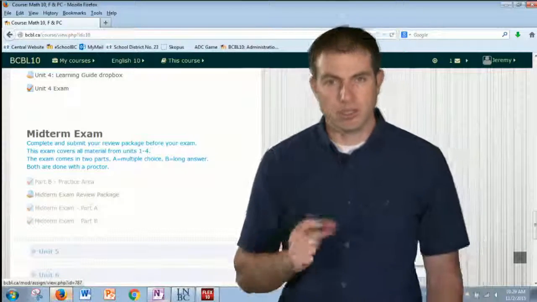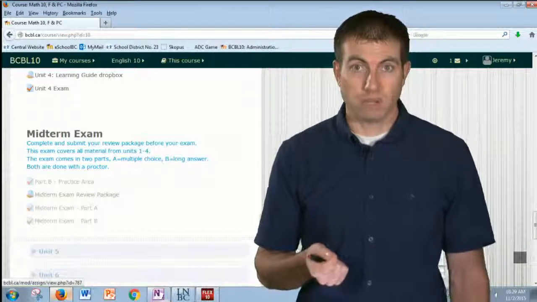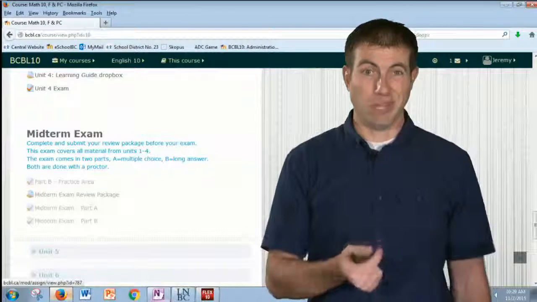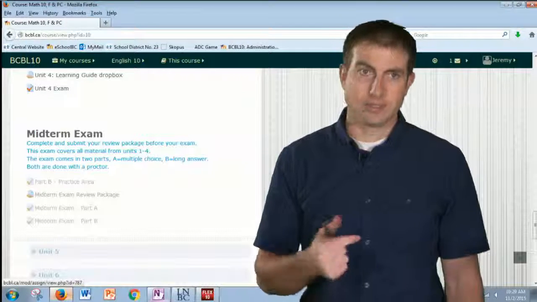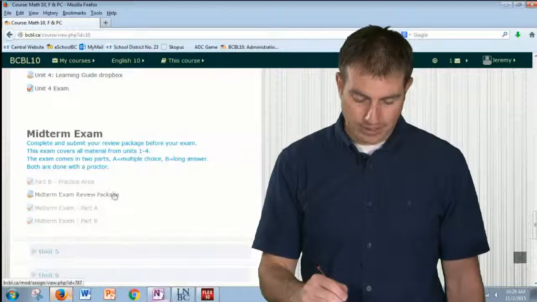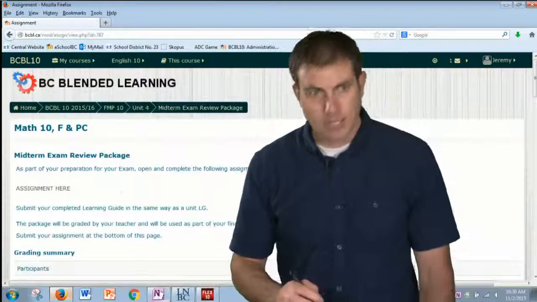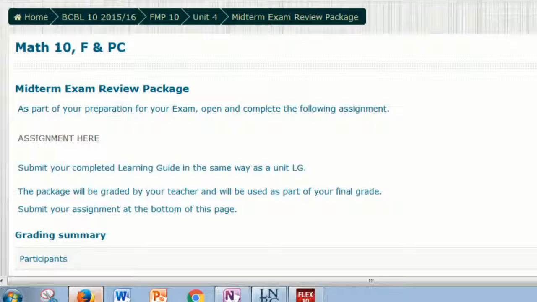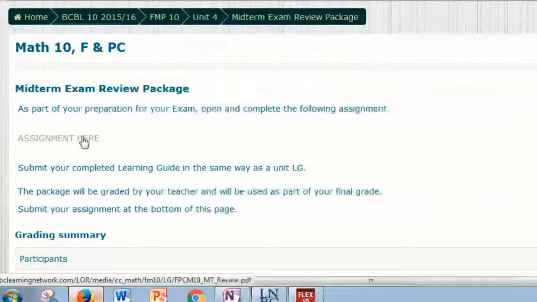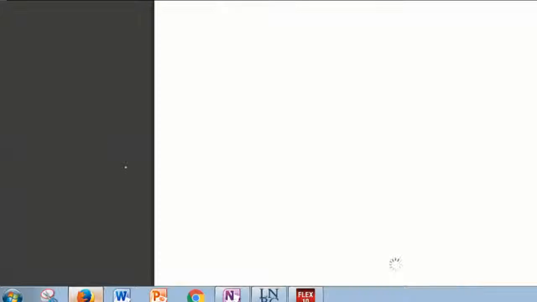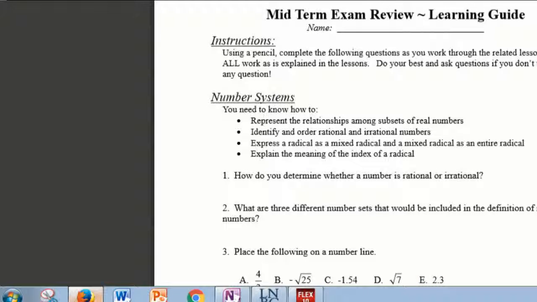Now the tricky bit here is that we're kind of plugging away at Unit 4 and we're doing this learning guide review stuff at the same time. So it's a bit hectic, I guess. But midterm exam review package, let's open it up, see what this looks like. You can see here, as part of your preparation for your exam, complete the following assignments. So the assignment's here. If you click on it, it opens a Word document. If you're having issues with that, I can upload the PDF as well. But click on assignment here. And let's take a look at what's in here.